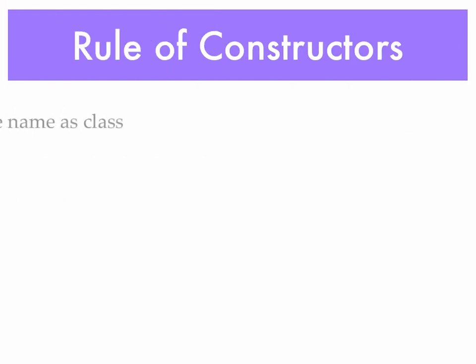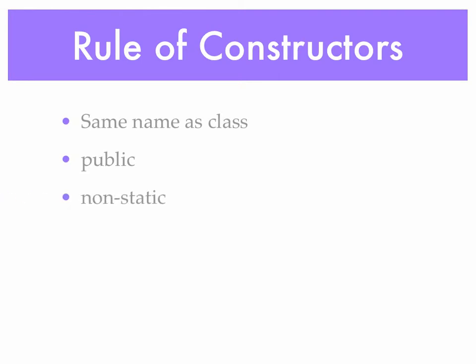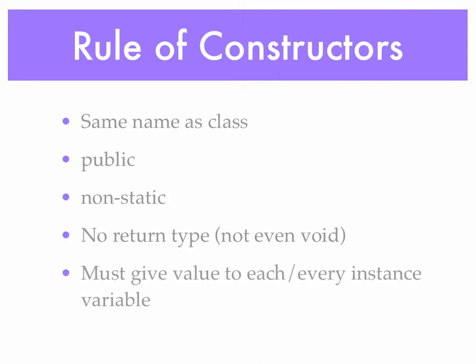Now, the rules of a constructor are simple. First, a constructor must always have the same name as the class in which it resides. It is always public. It is always non-static. It has no return type, not even void, and it must give a value to each and every instance variable. These are the rules of constructors. Same name as the class, public, non-static, no return type, and it must give a value to each and every instance variable.